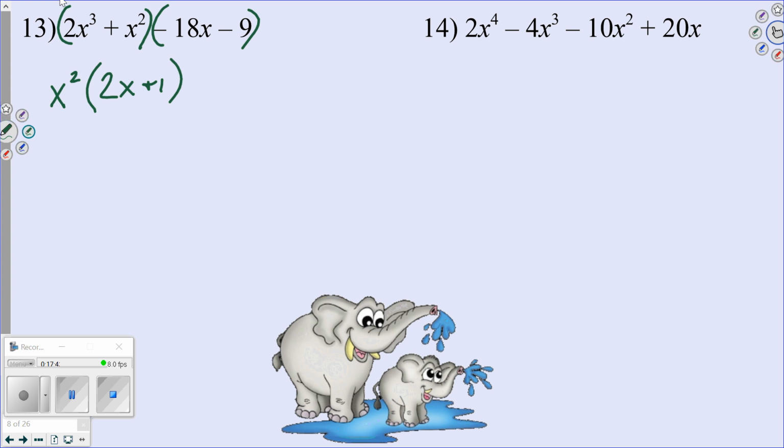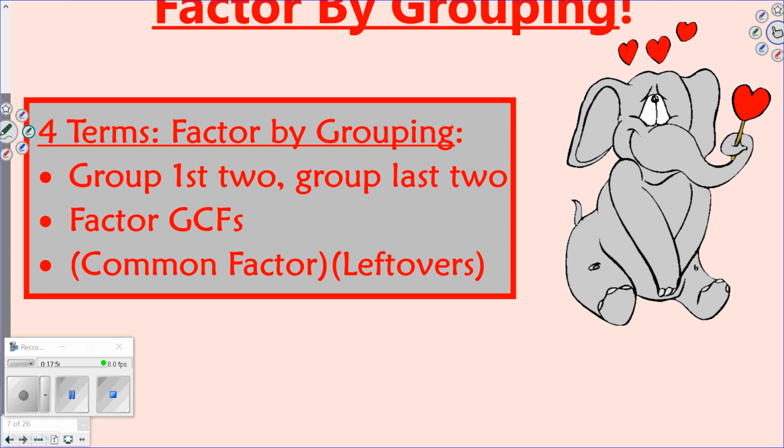GCF in the second set? -9. That's why it's important to keep that, so you know to take out the negative. And what do we have left? Plus 1. If you look back at the steps, what did I tell you there would be? A common factor, and then whatever's left over.